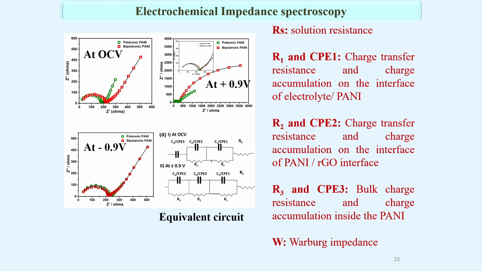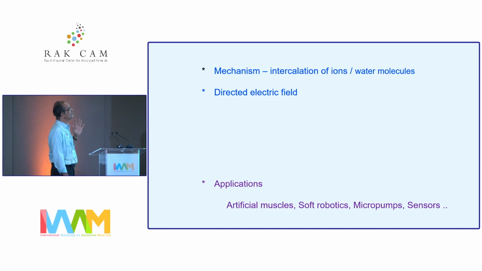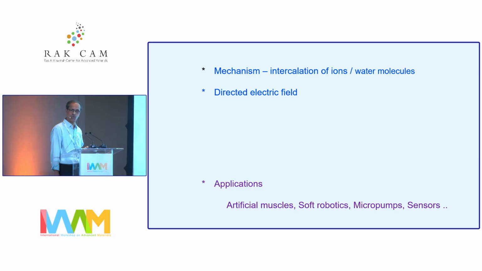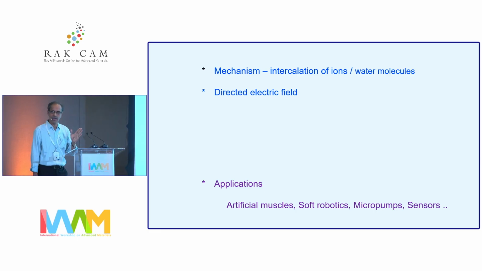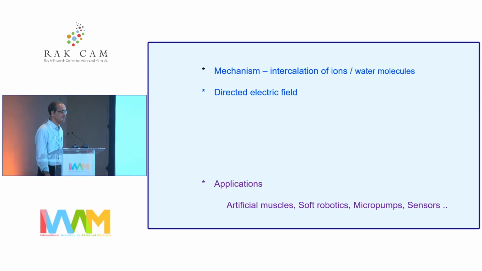I will not go into details of everything, except to say that the equivalent circuit for the electrochemical interface is different for the two structures, polaronic and bipolaronic. Essentially, we have the intercalation of ions and water molecules as we apply potential. Since it's a polaronic form, a nice linear form, it's a directed electric field which leads to this kind of actuation, while it doesn't happen in the bipolaronic structure. So this is one thing that we have been looking at in terms of reactions under surface pressure.